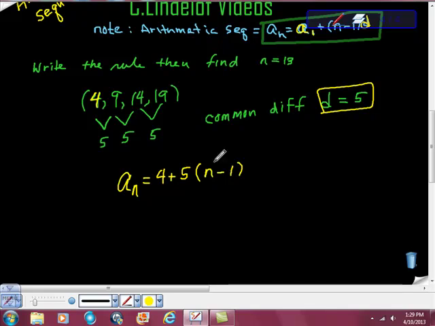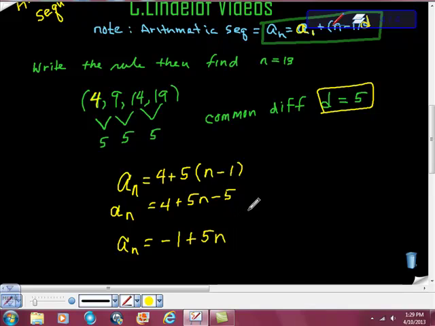I'm going to do 5 times n and then 5 times negative 1. So I'll have 4 plus 5n minus 5 as the value of the nth term. Simplify some more and we get the value of the nth term of this sequence, no matter what term it is: 4 minus 5 is negative 1, so negative 1 plus 5n.